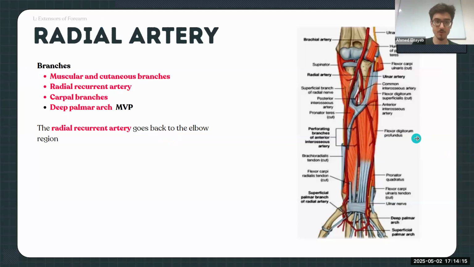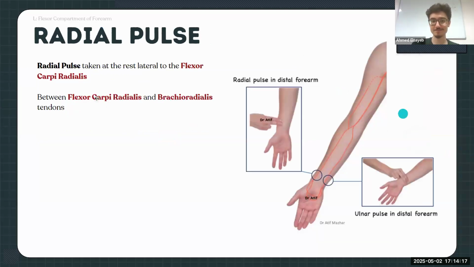Why does it do that? Hold on to that thought. We're going to discuss it. Why did I say that you need to know it lies between the flexor carpi radialis and brachioradialis tendons?